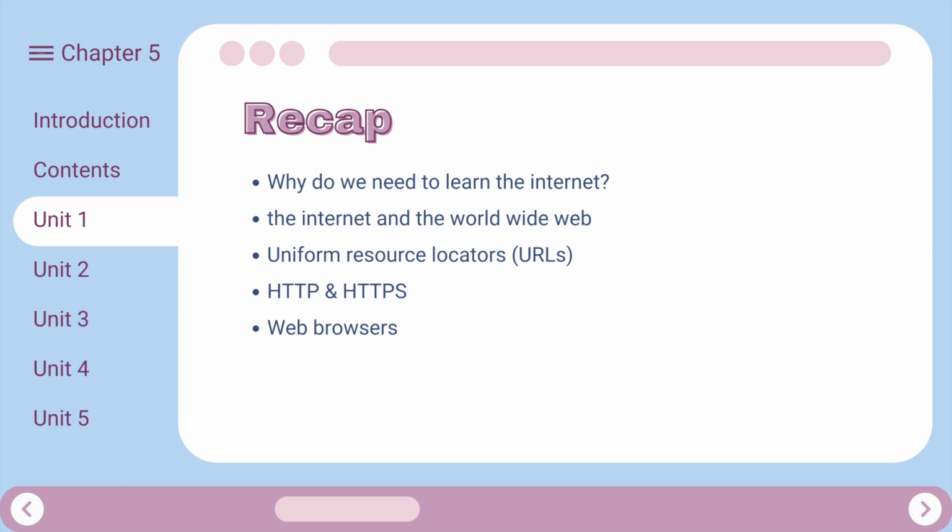Next is the URLs. URLs help us to get to the specific website we want to go to. Also, while learning URLs, we learn the difference between HTTP and HTTPS. And the difference is that HTTPS is a more secure way of sending and receiving data. Last one is web browsers. We learn some common features of web browsers and take Chrome for example.